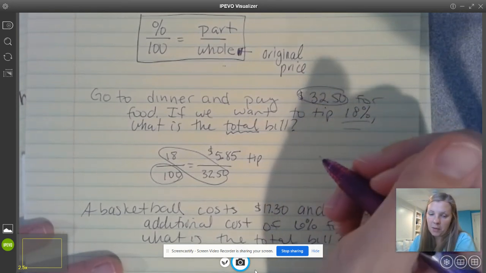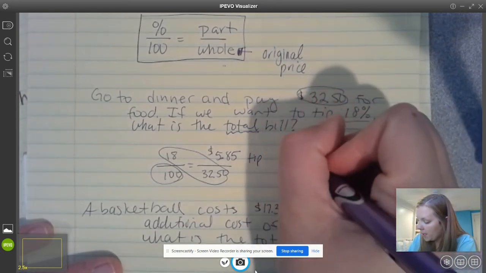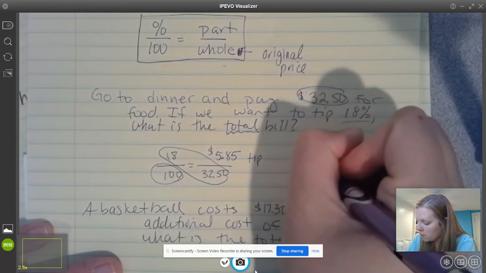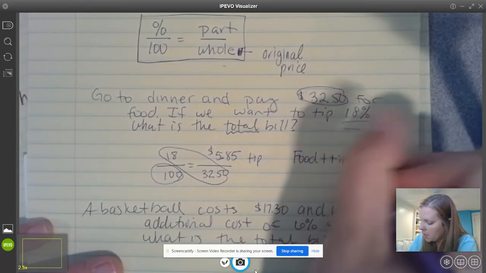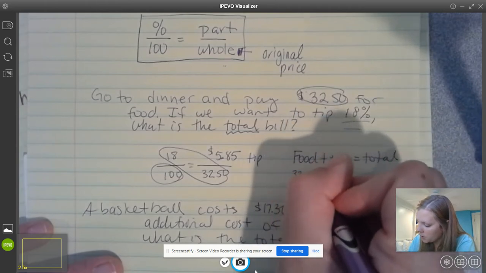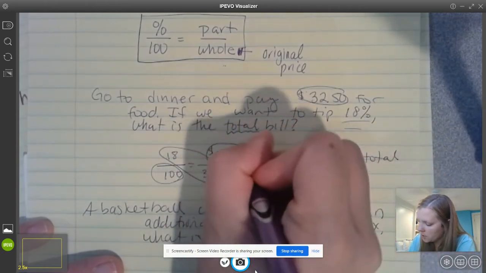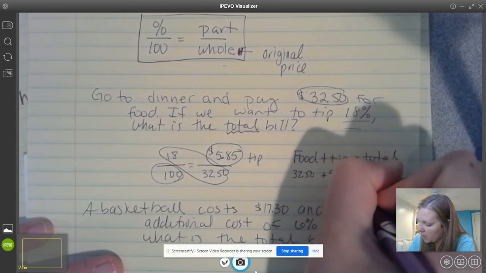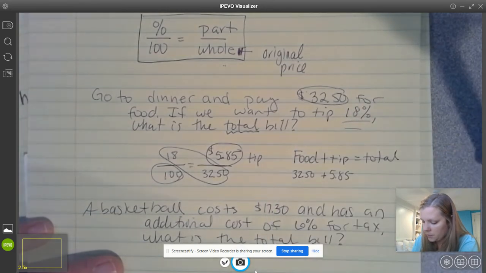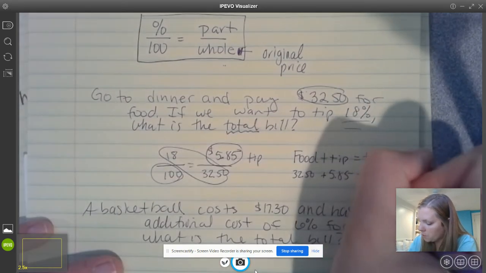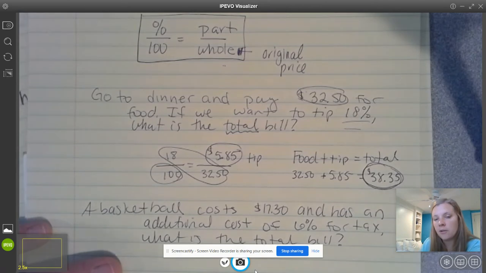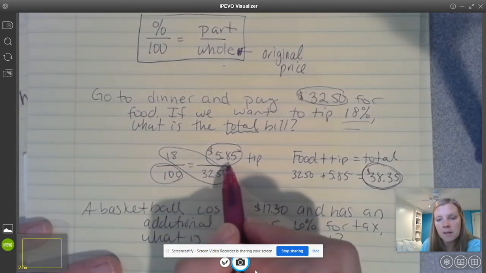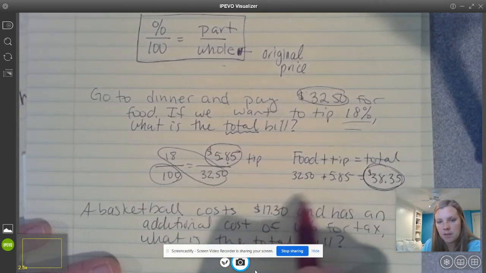That's not the total price of the meal. Still, we have to do the food plus the tip to find the total. So the food again was $32.50. The tip we just calculated is $5.85. So we add those together, and my total bill is $38.35. So again, you calculate how much we're going to pay in tip, and then we add that to the price of the food.